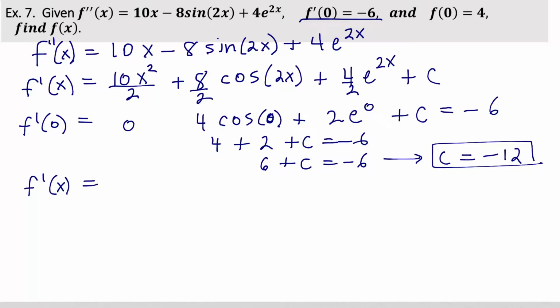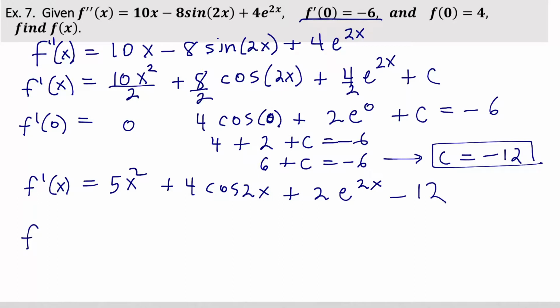So that would be 10 divided by 2, 8 divided by 2, 4 divided by 2, minus 12. All right, so next we're going to take the antiderivative of f prime to get f. So raise the power by 1, divide by that same number.